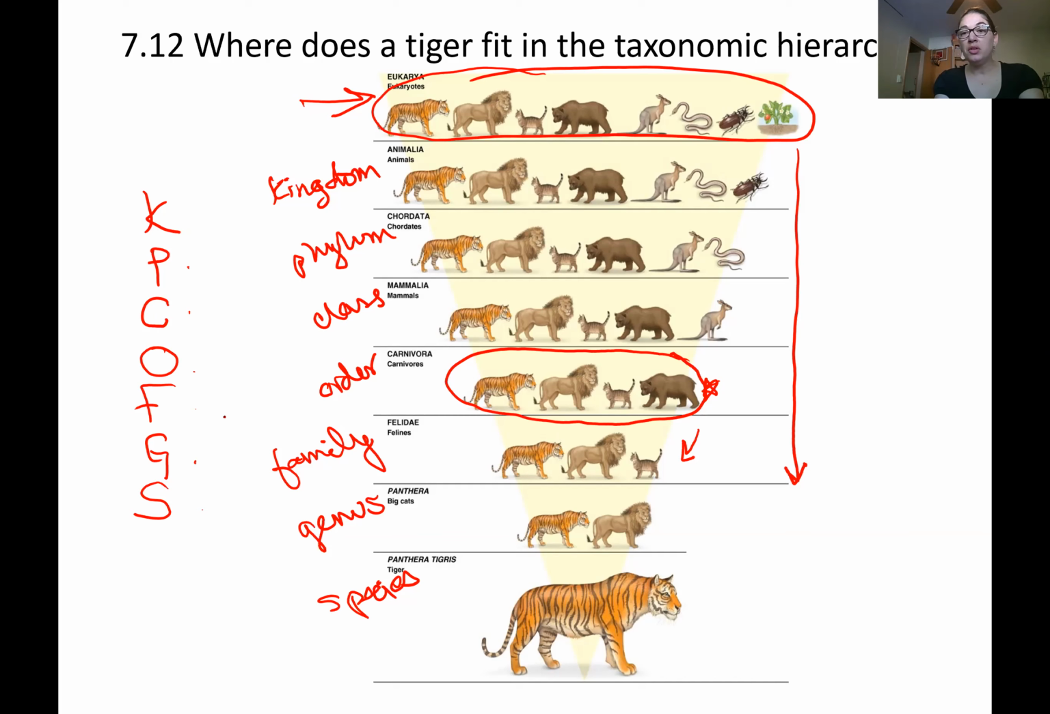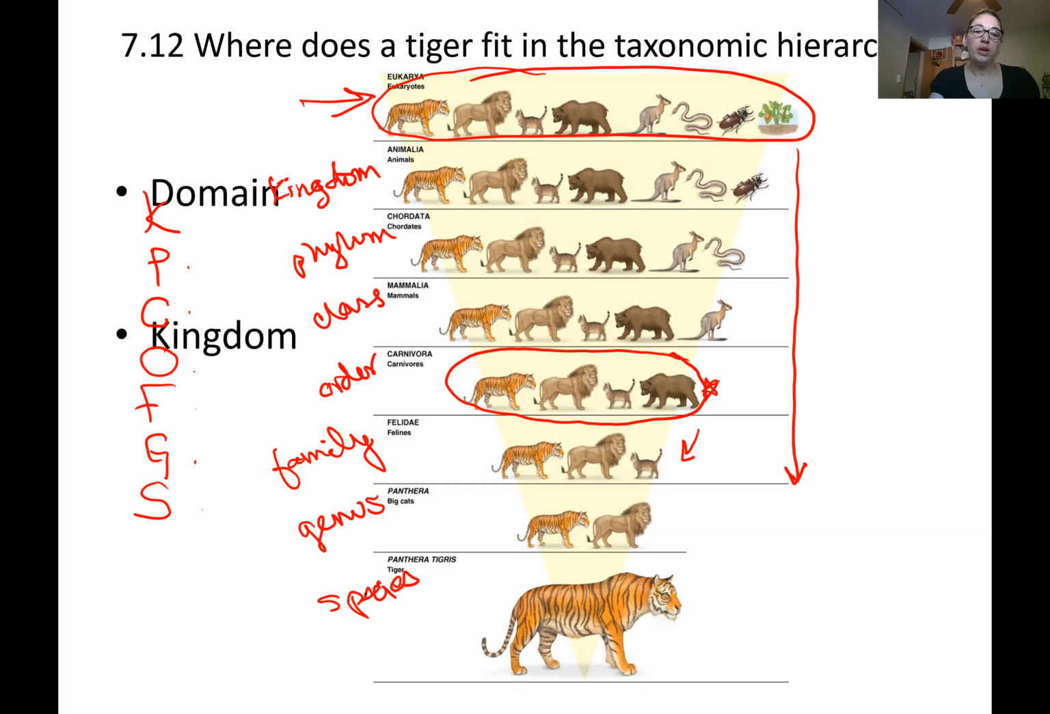Actually, I know what I'm going to do for attendance today. I want you to come up with your own mnemonic for the taxonomic hierarchy from kingdom to species. And I'll write that up in the assignment section.